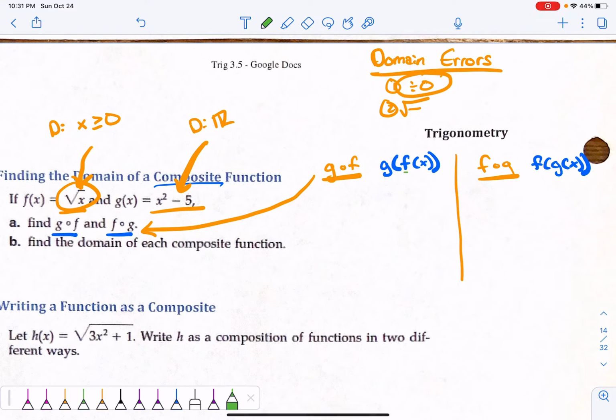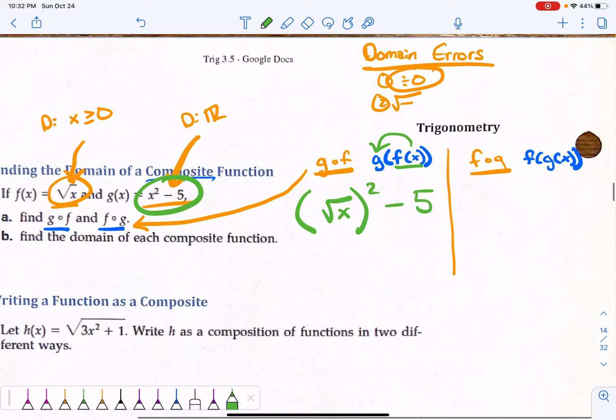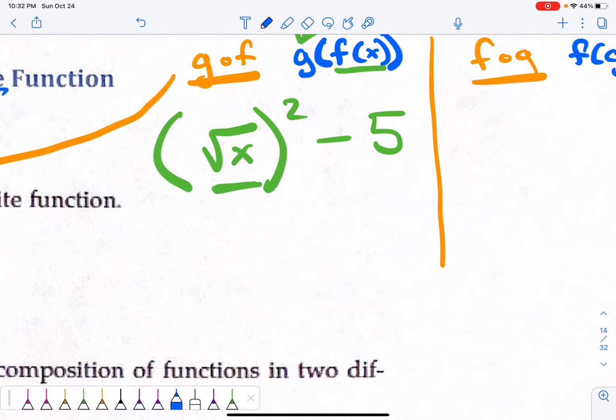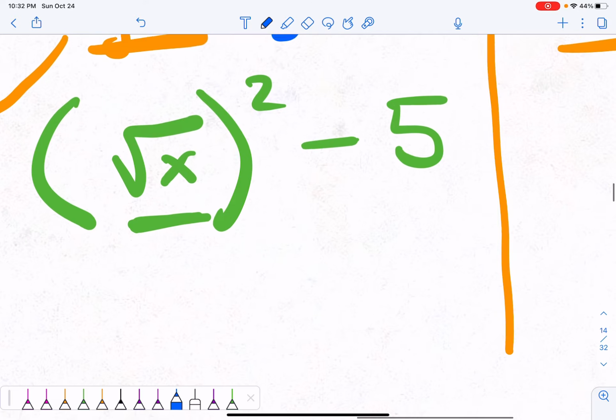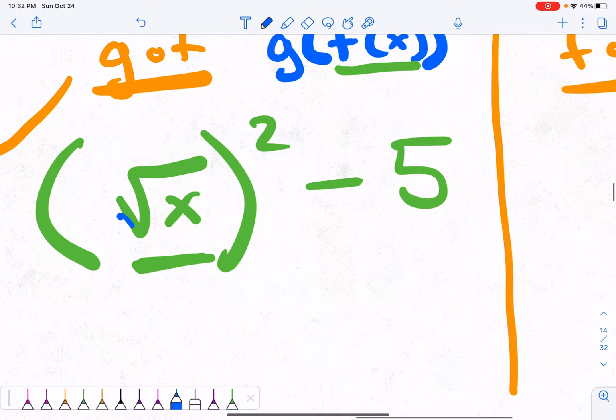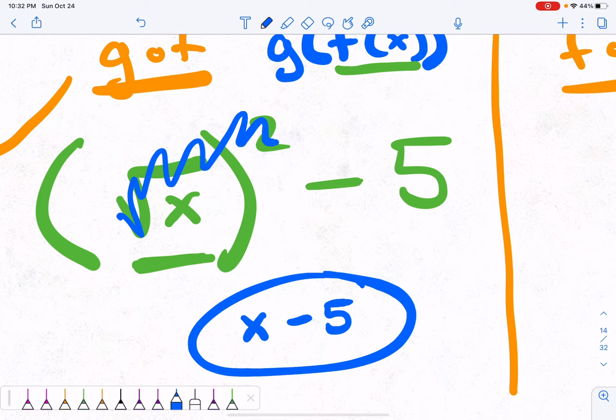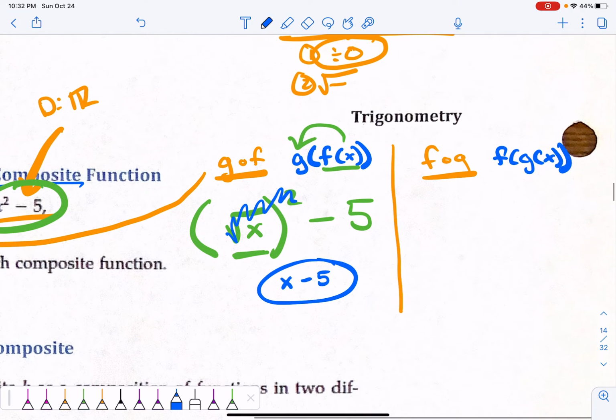So this guy, we're taking f of x and we're stuffing him into the g function, okay? So the g function, I start with him and I say x squared minus 5, but in place of that x, I'm going to put the square root of x, okay? So this is like the f function, and the overall is the g function, okay? And now we simplify. So when you take the square of a square root, square and square root go away. So this guy will just end up being x minus 5, and that's what g composed of f will look like, okay?